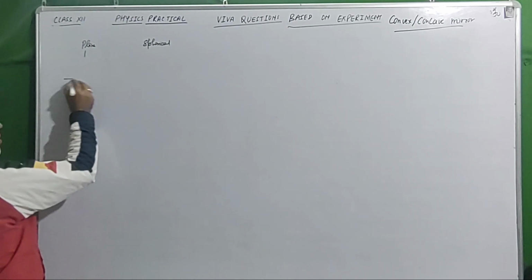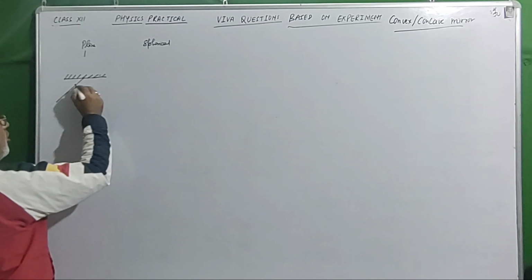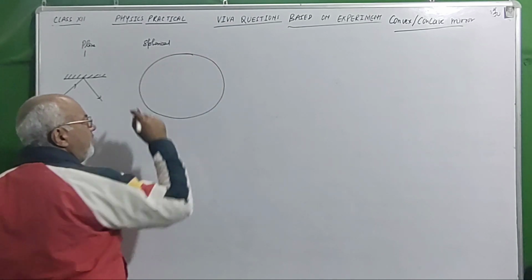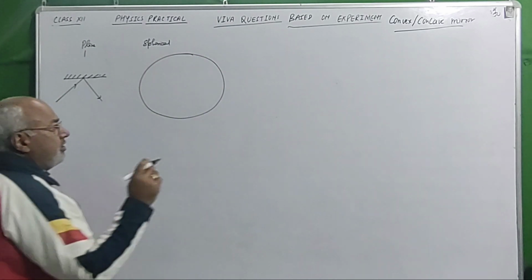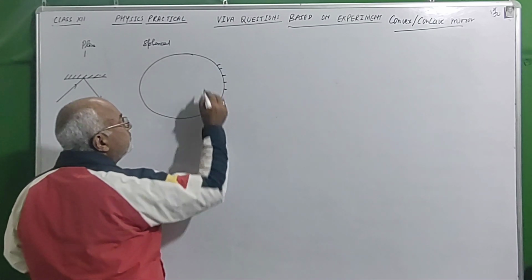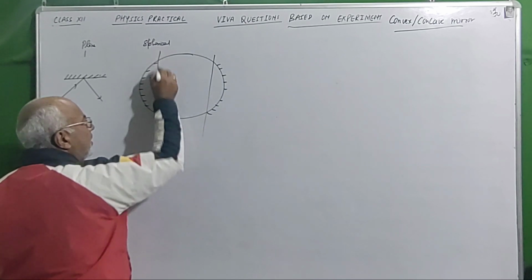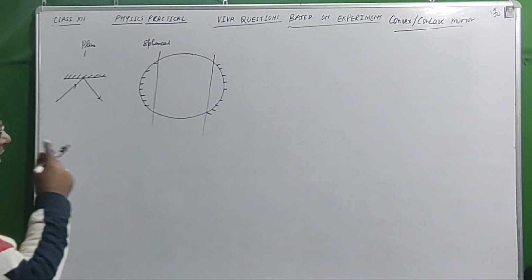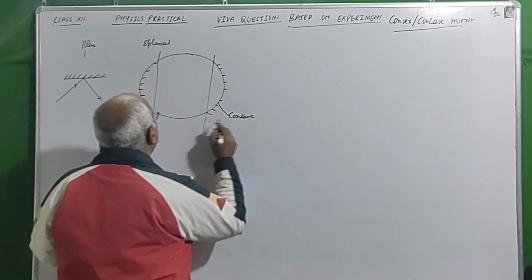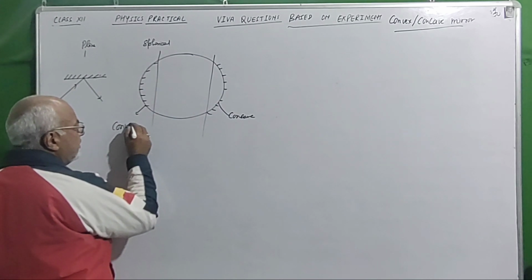Plane mirror: one part is polished, so light falling on it gets reflected. Spherical mirror, how are spherical mirrors formed? We take a hollow glass sphere. If the outer part is polished and we cut it, or the inner part is polished and we cut it, this mirror is called a concave mirror. If the inner part is polished and the outer part is reflecting, that is a convex mirror.